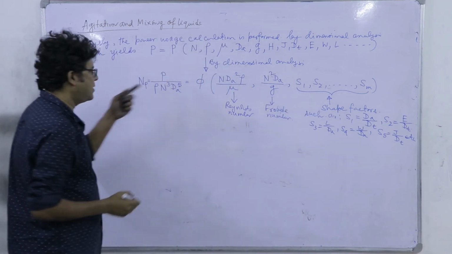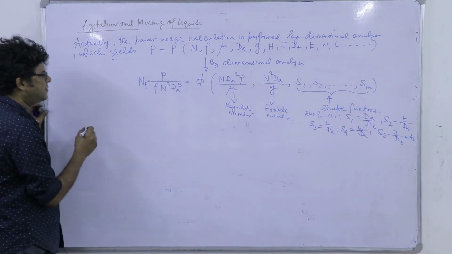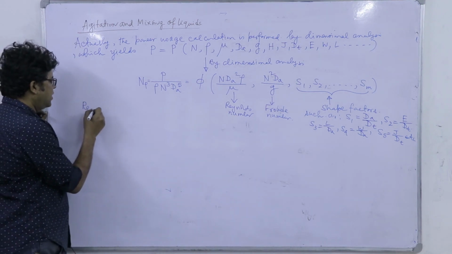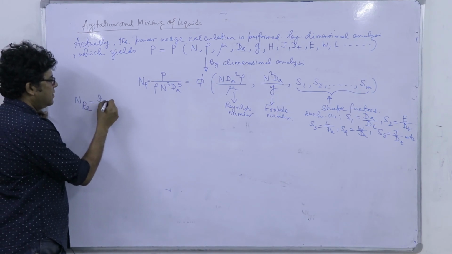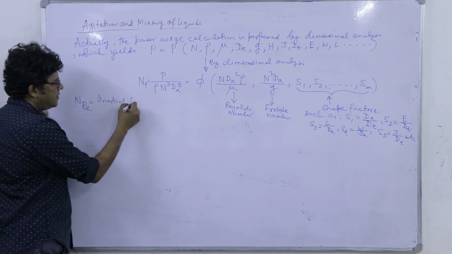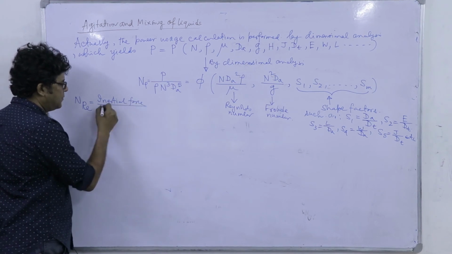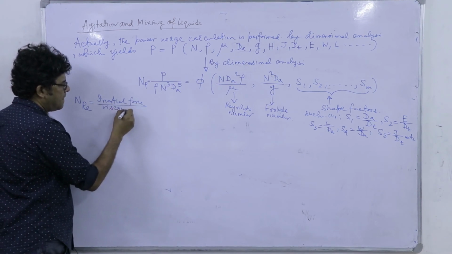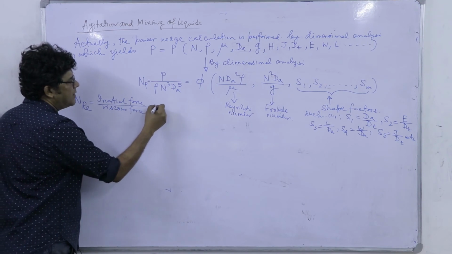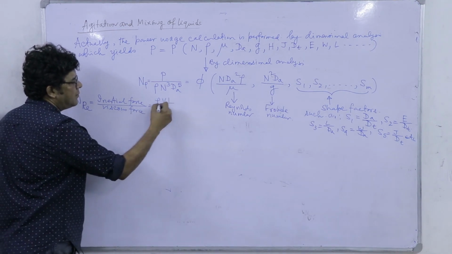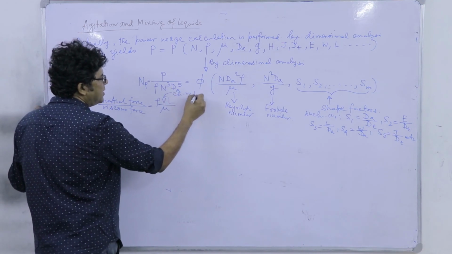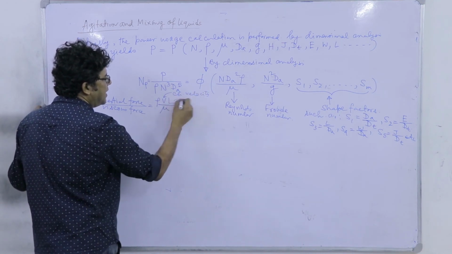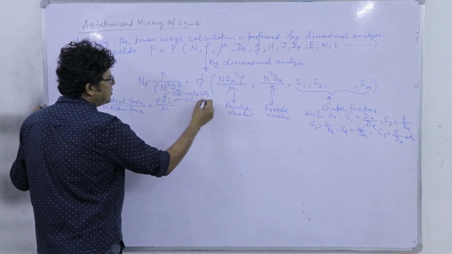So, that's the typical power number. Let's discuss the significance. Reynolds number, NRE, is inertial force by viscous force, and we know that this is rho v L by mu, where v is the characteristic velocity and L is the characteristic dimension.